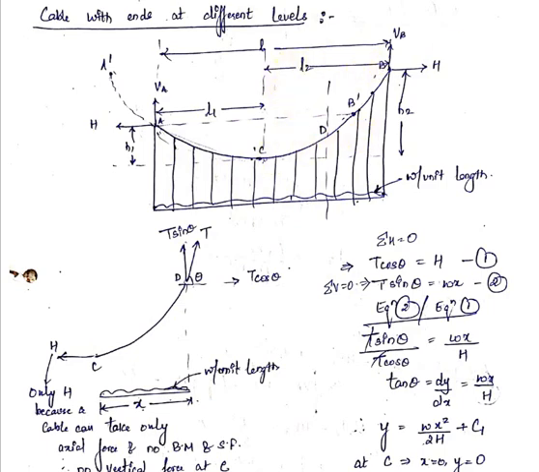So for this we will now take a section D. So we have taken a section D from point C at a distance of x. Now this part of the cable CD, we will draw the equilibrium, the free body diagram of this CD part here. So this is your CD part.